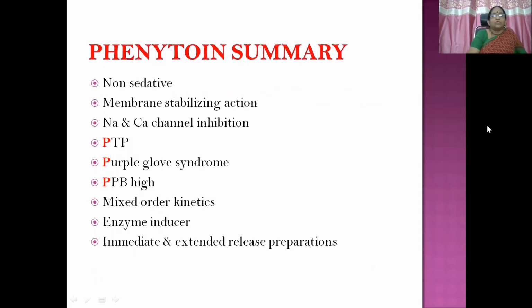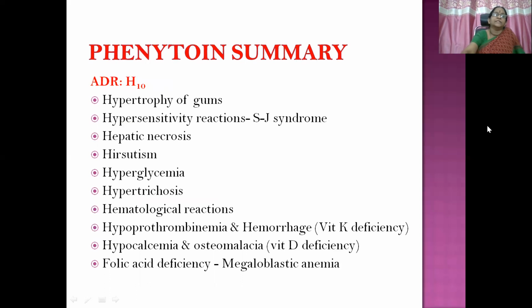Okay. So, phenytoin summary slides. We finished the phenytoin molecule. Just by going through these summary slides, you can write everything about phenytoin. Non-sedative, membrane stabilizing action. These are the 4 points that you have to write. Sodium and calcium channel inhibition. Apart from that, PTP, post-tetanic potentiation. And then purple glove syndrome, P for phenytoin. So, P for PTP, purple glove syndrome, PPB high, that is plasma protein binding. Mixed order kinetics, enzyme inducer, immediate and extended release preparations are available in USA.